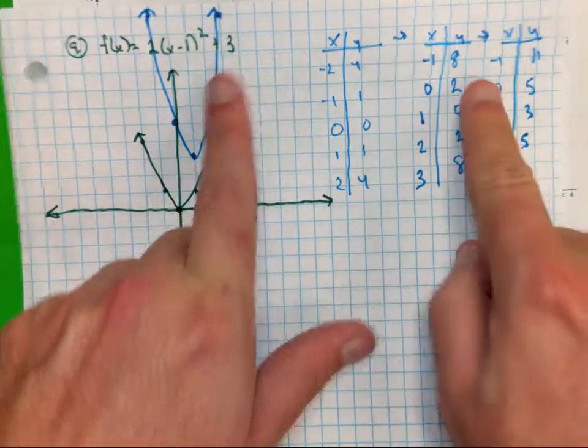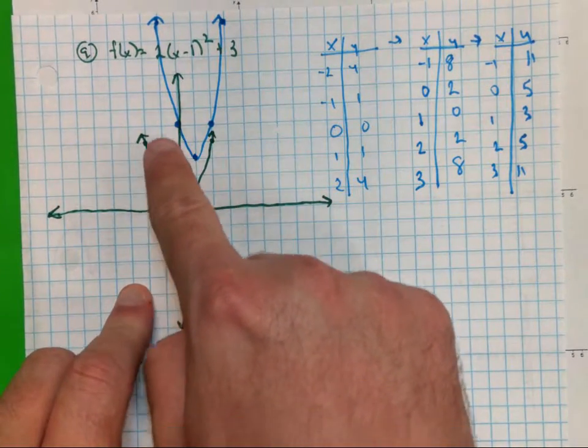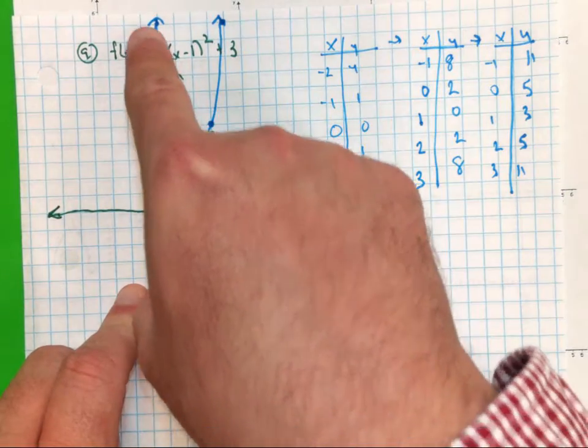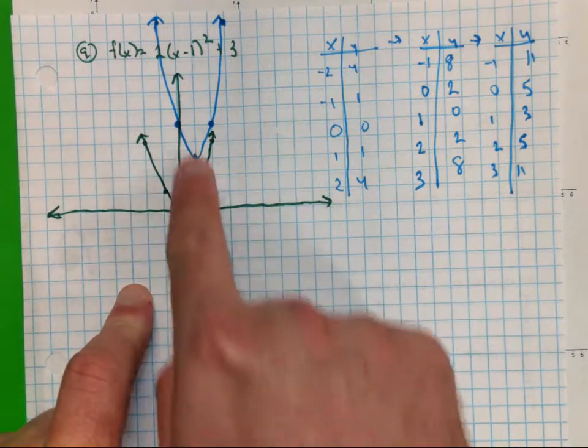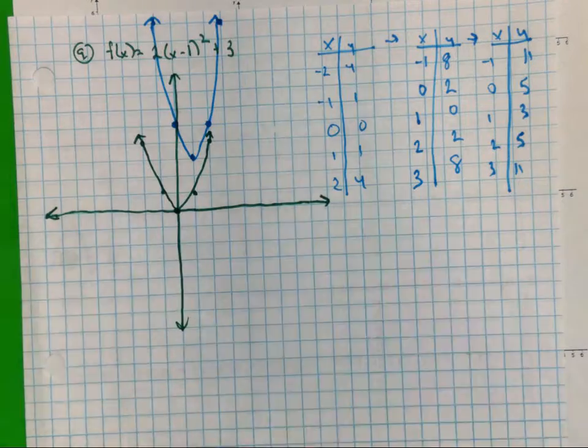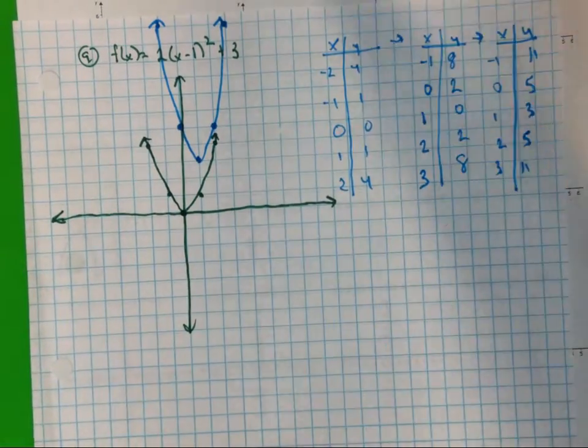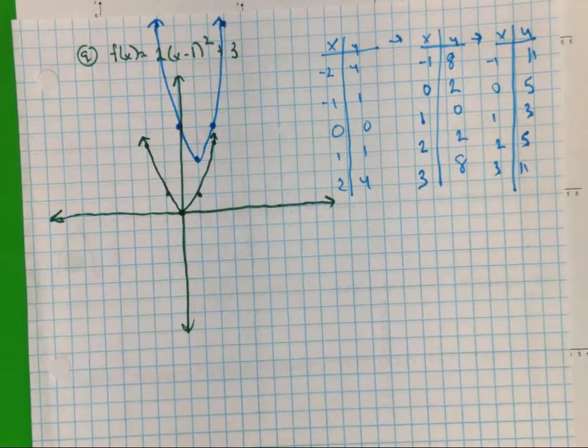And let's see if that's what I got here. Negative 1, 11. 1, 2, 3, 4, 5, 6, 7, 8, 9, 10, 11. Yep. 0, 5, 1, 3. Yep. So I got the same thing. So you can either do it in your head or you can do the table. Either way. Are there any other questions on that?